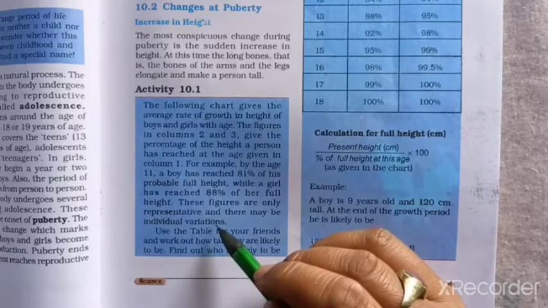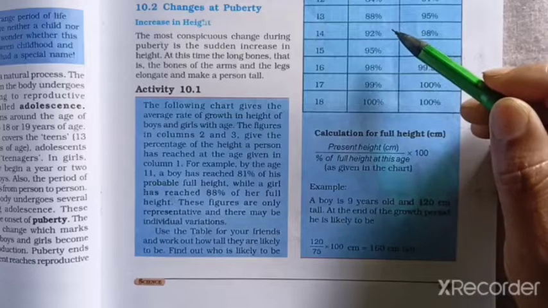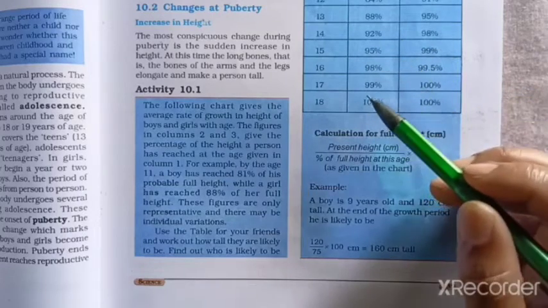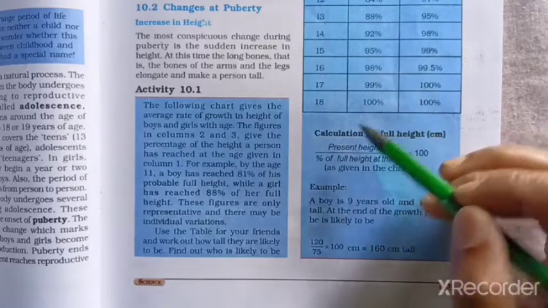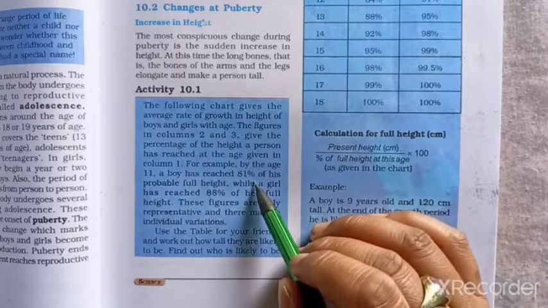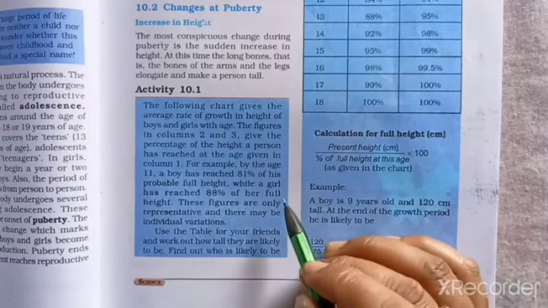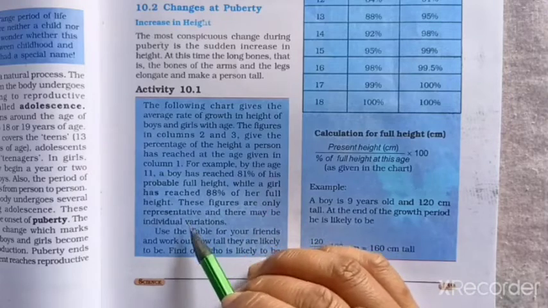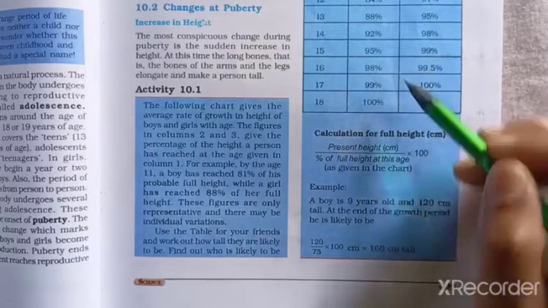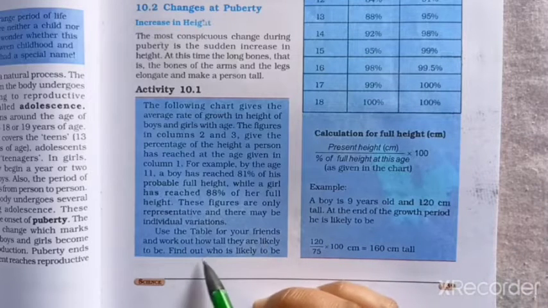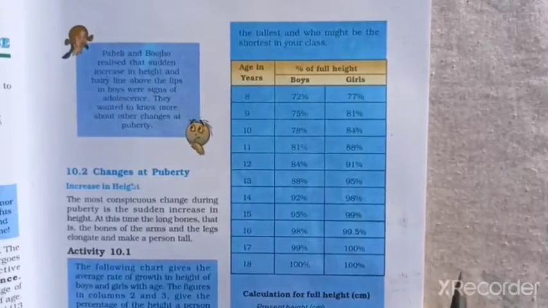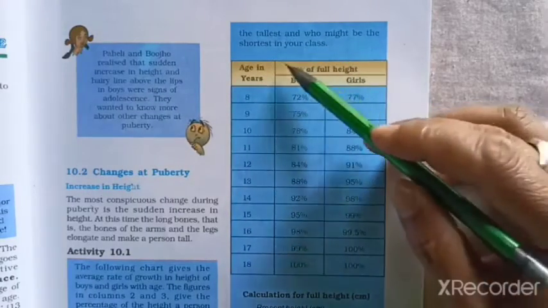Now we can see here a chart. From this chart we can understand the percentage of the height of a person, and when a child's age is 11, a boy has reached 81% of his probable full height, while a girl has reached 88% of her full height. These figures are only representative and there may be individual variations. Use the table for your friends and work out how tall they are likely to be, and find out who is likely to be the tallest and who might be the shortest in your class.